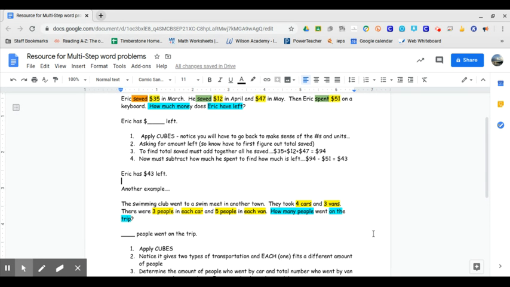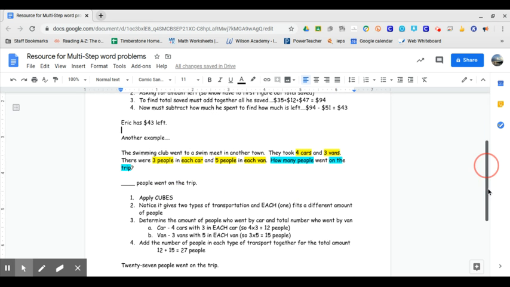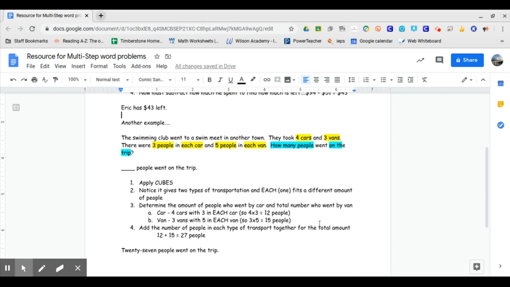Okay, so notice that I have 2 different types of vehicles. Each vehicle fits a different amount of people. So I gave you that cue over here. I need to see how many people went by car and how many people went by van. So in my cars, I have 4 cars that each have 3 people. So I'm going to do 4 times 3, and I get 12 people went by car.